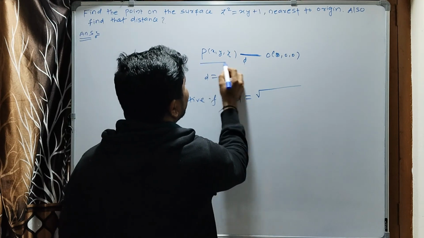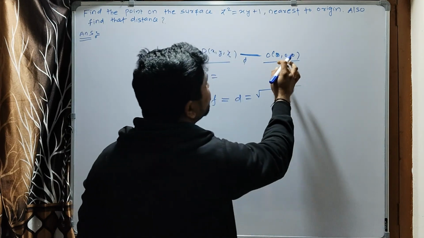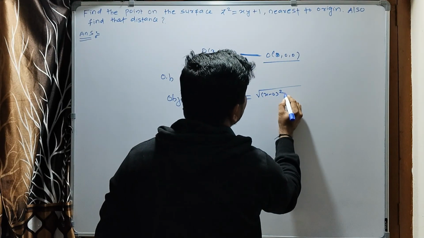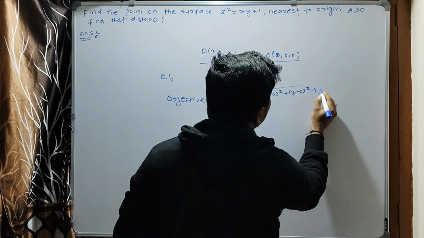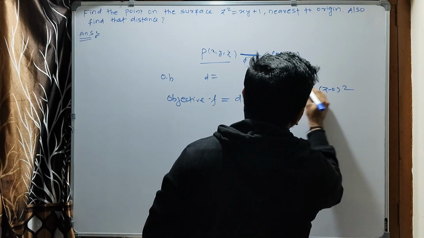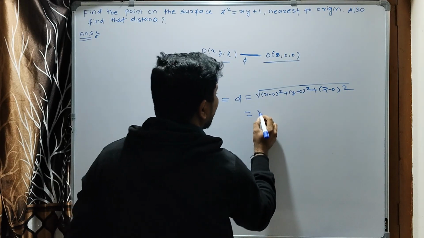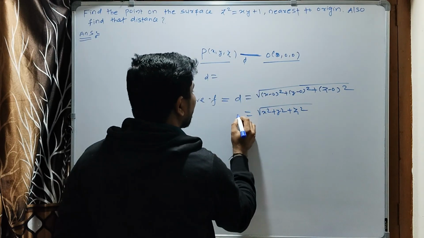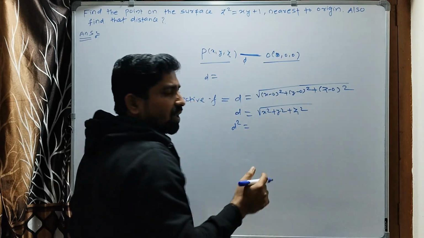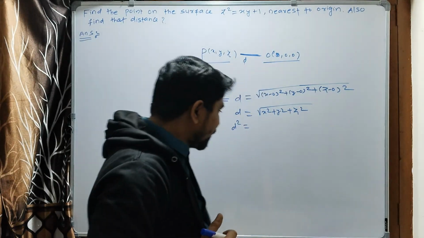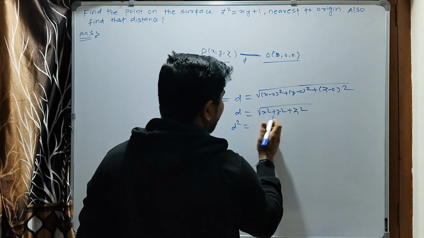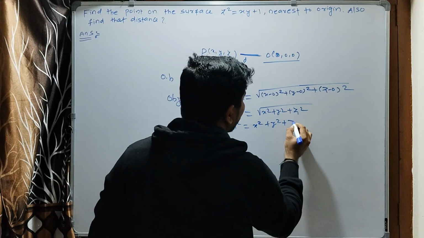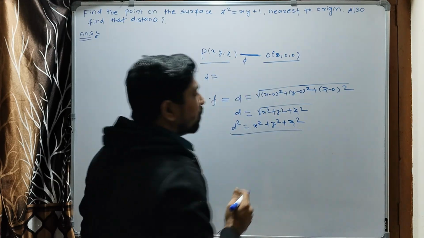Let's say P is the point with coordinates x, y, z and O is the origin with coordinates 0, 0, 0. Therefore the distance between P and O is the square root of x minus 0 whole square plus y minus 0 whole square plus z minus 0 whole square, which equals the square root of x square plus y square plus z square. So d equals this. I want to use the partial differentiation method, so squaring on both sides, d square equals x square plus y square plus z square.